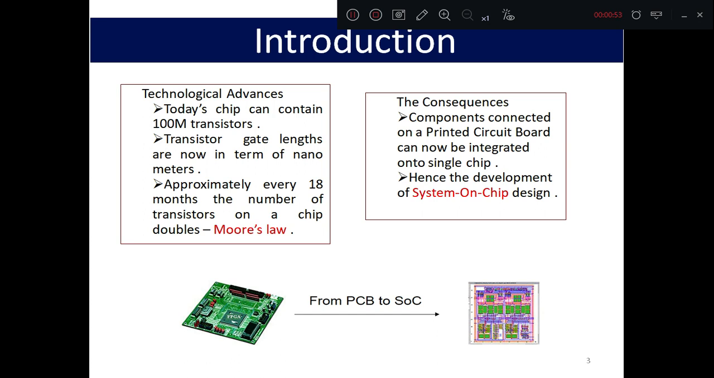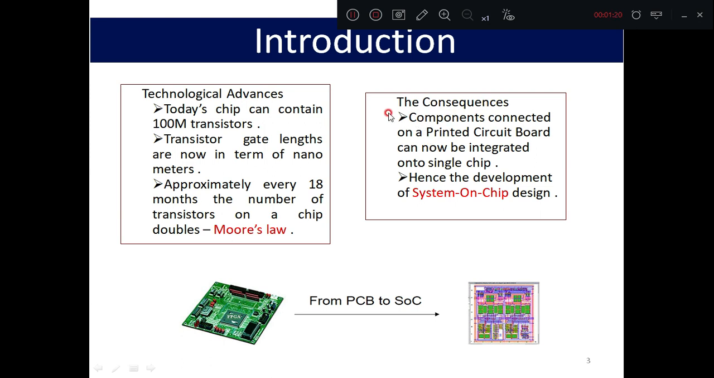Technological advances. What are the technological advances of the present situation? Today's chip can contain 100 million transistors. Transistor gate lengths are now in nanometers, because approximately every 18 months the number of transistors on the chip doubles, as given by Moore.